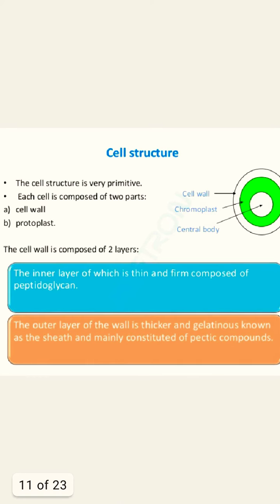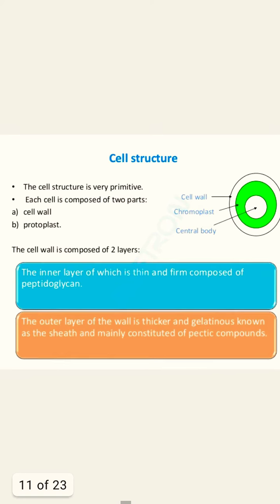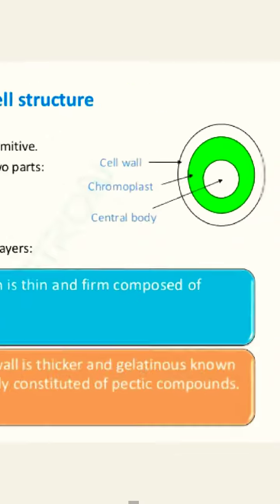Cell structure of cyanobacteria. The cell structure is very primitive. Each cell is composed of two parts, cell wall and protoplasm. The cell wall is composed of two layers, the inner layer of which is thin and firm, composed of peptidoglycan. The outer layer of wall is thicker and gelatinous, known as a sheath and mainly constituted of pectic compounds.